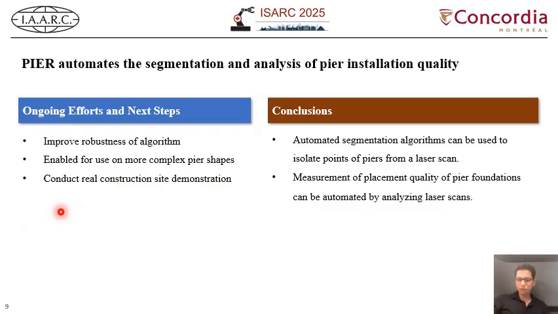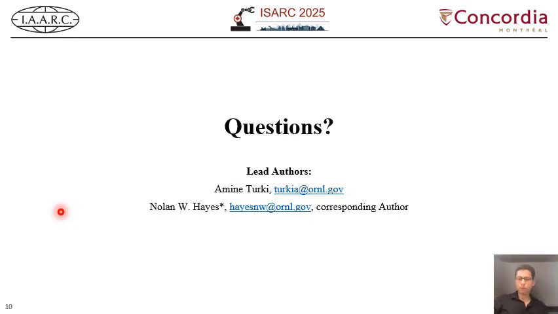To conclude, the software Pier shows that an automated segmentation algorithm can be used to isolate points belonging to pier foundation from a laser scan, and we can use this to assess the quality of the placement and elevation of pier foundation on site. Ongoing effort consists of improving the robustness of the algorithm and conducting more real construction site demonstrations to assess the robustness. Thank you for your attention.